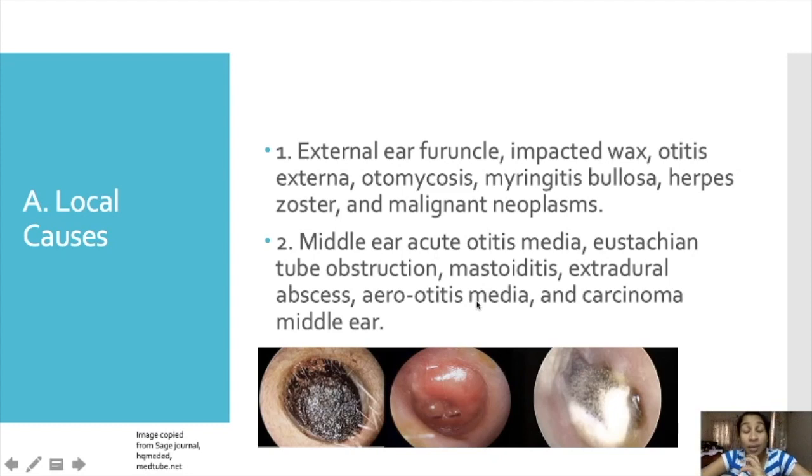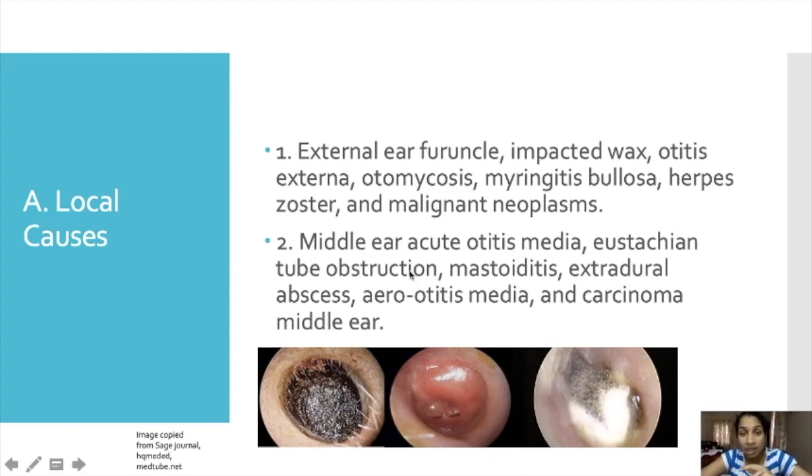That is aero-otitis media. Some people will complain of ear pain while traveling in an aeroplane. That is because of this, mainly the pressure difference between the atmospheric pressure and the middle ear pressure. If you go to a high altitude, the same thing will happen, and there will be an infection or inflammation in the middle ear, known as aero-otitis media. And carcinoma of the middle ear, any cancer affecting the middle ear. All this will cause otalgia or ear pain.